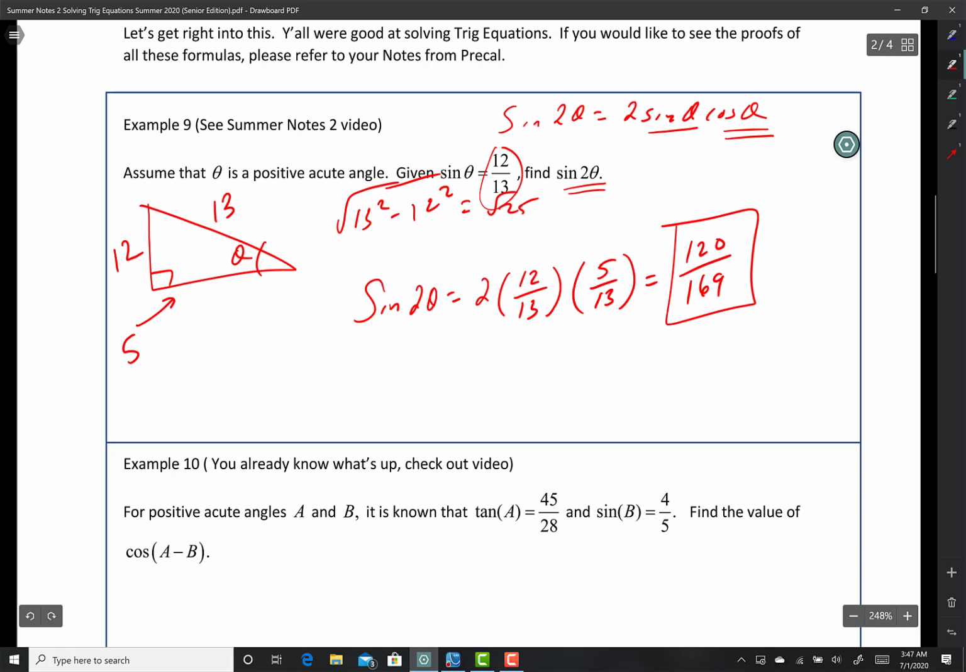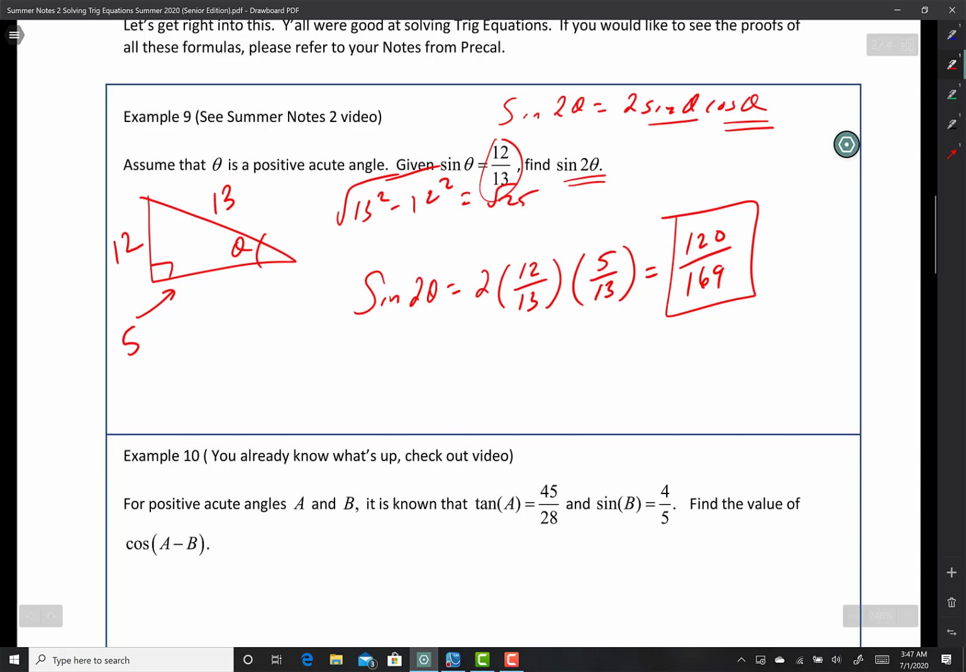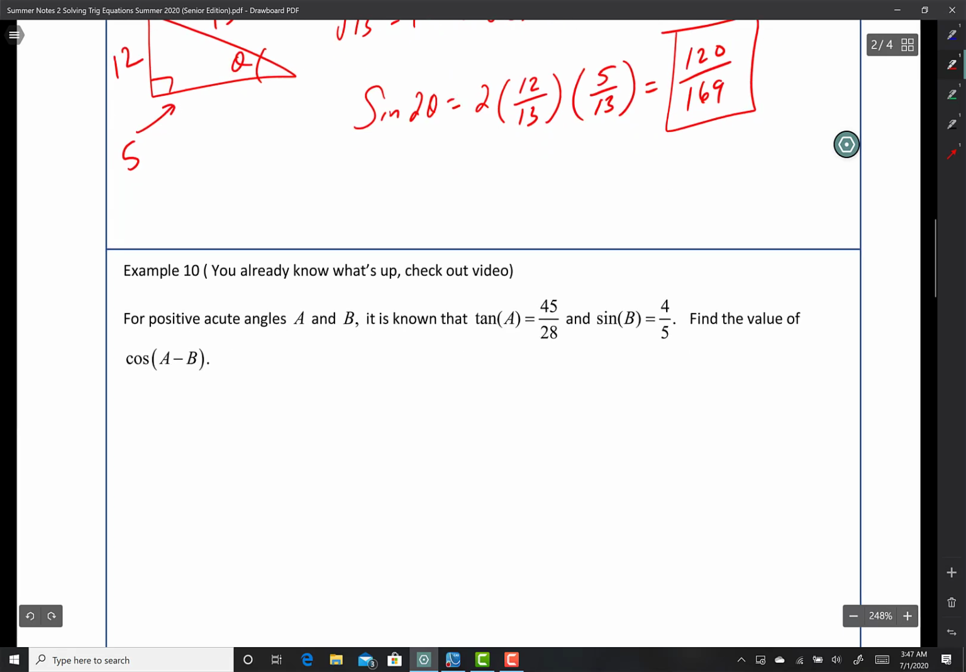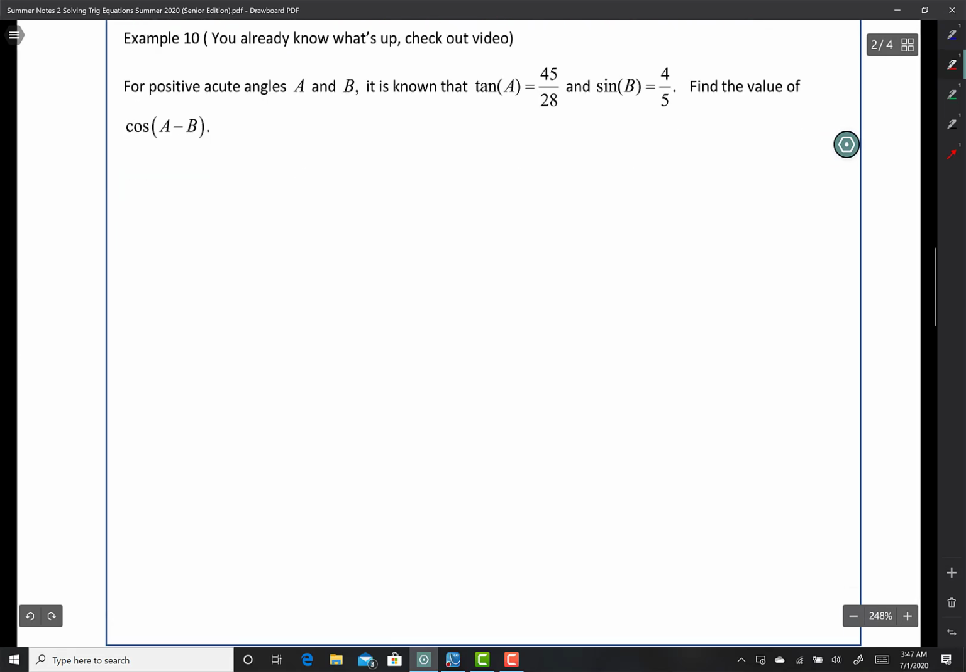I just double that angle, and sine of that is 0.7199 or whatever, 0.7100 or whatever it was. All right. For positive acute angles A and B, it is known that tan A is 45 over 28, and sine B is 4/5.